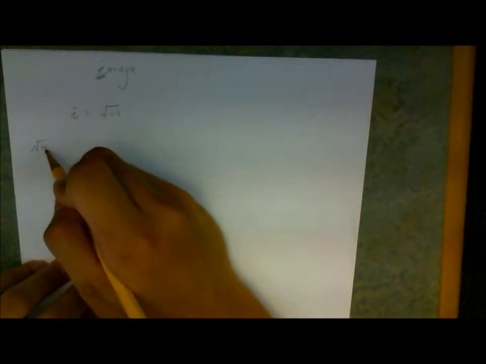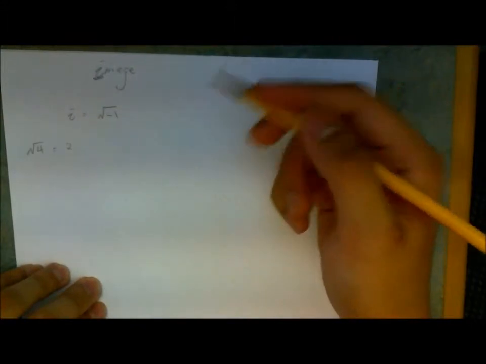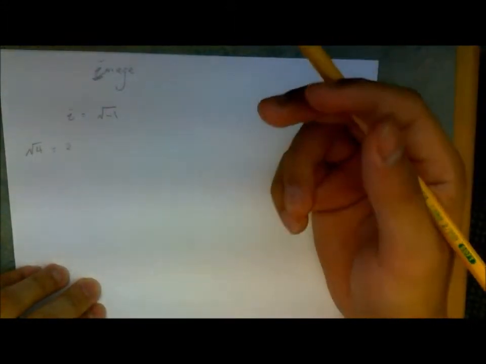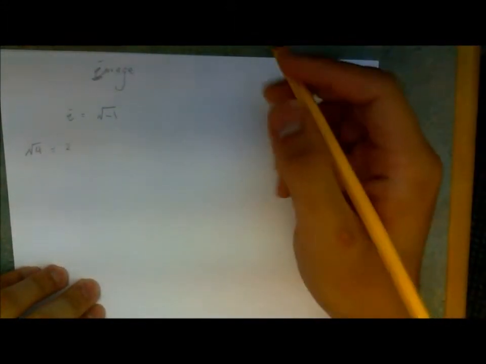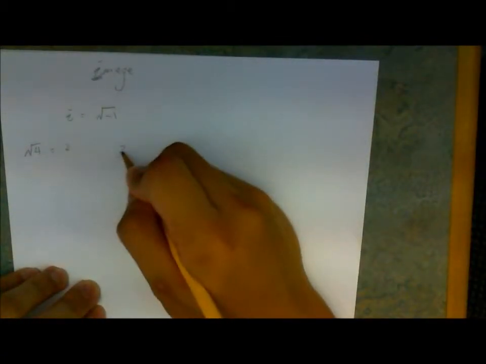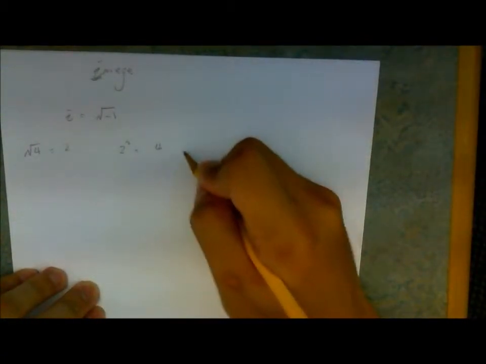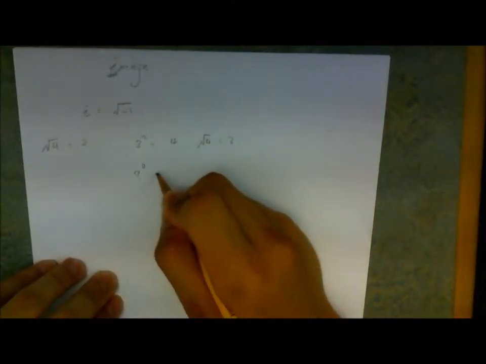Now let's talk about why it's imaginary. The square root of 4, for example, is 2, because the square root of something is essentially the number whose square is the radicand. So 2 squared is 4, so the square root of 4 is 2. Now, something squared has to be -1. Why does that not work?